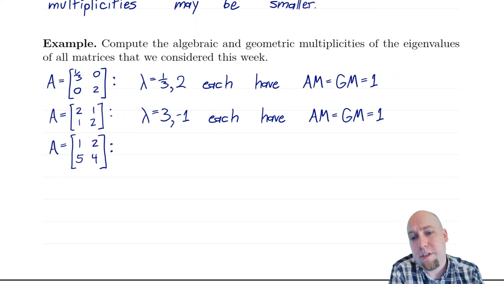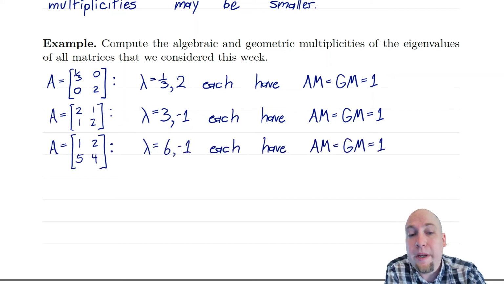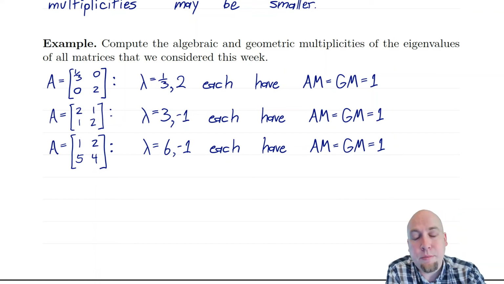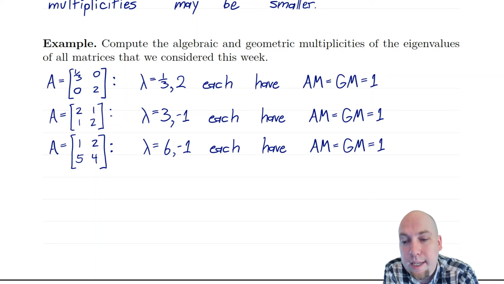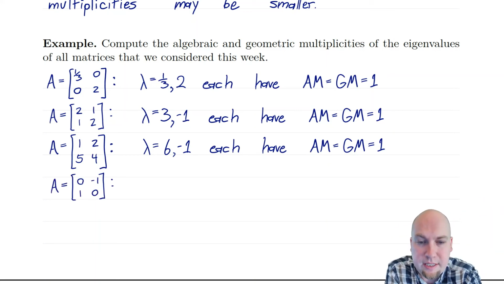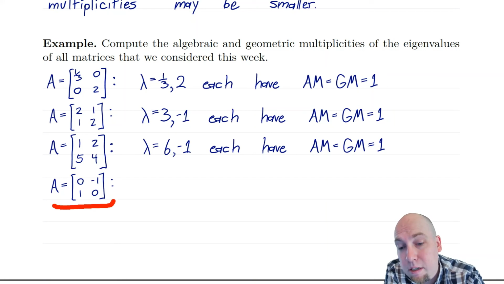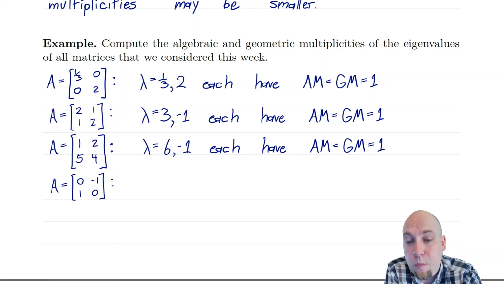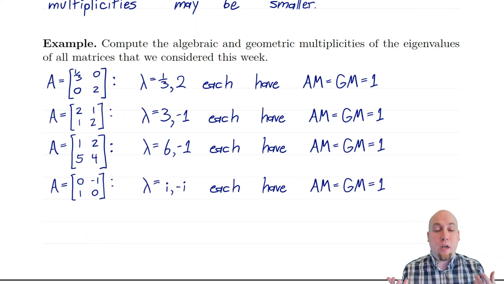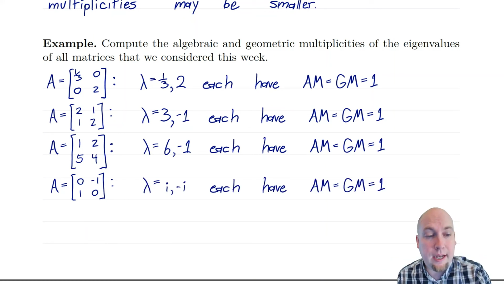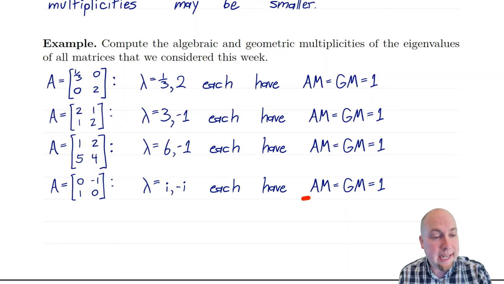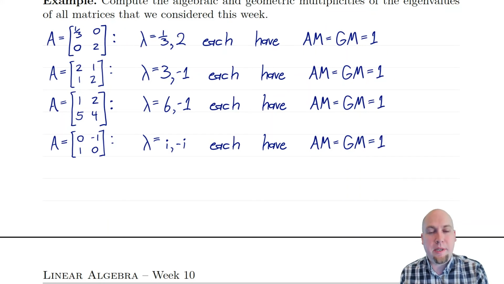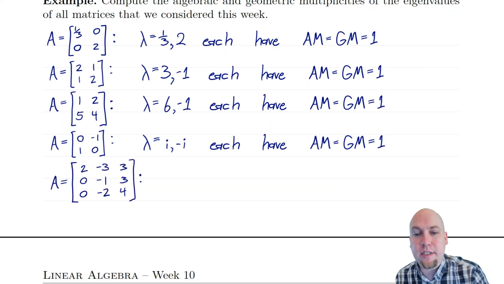All right, another 2 by 2 example. This matrix 1, 2, 5, 4, we found the eigenvalues, which were 6 and -1, and the exact same thing happened in this case. Algebraic and geometric multiplicities were both 1. You add them up, you get a total of 2, the size of the matrix. For this matrix here, our example of a matrix that does not have real eigenvalues, 0, -1, 1, 0, we found that the eigenvalues were complex, okay? They were i and -i, and again, they each had algebraic and geometric multiplicity equal to 1. You add up those algebraic multiplicities, you get 2, the size of the matrix.